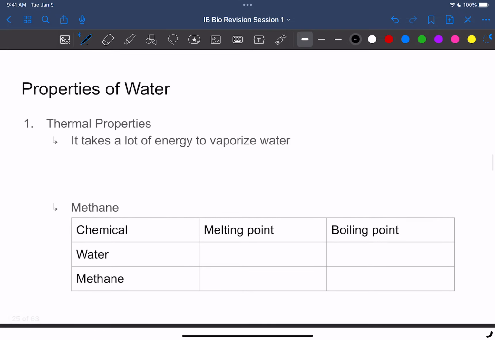Now we're going to talk about the different types of properties of water. And the first one is thermal properties. So one's to do with energy. To start off, it takes a lot of energy to vaporize water, which means turning it to a gas. And the reason why is because of hydrogen bonding.